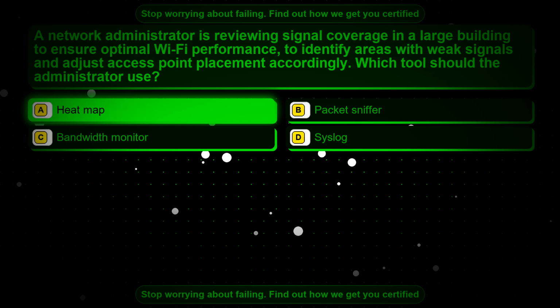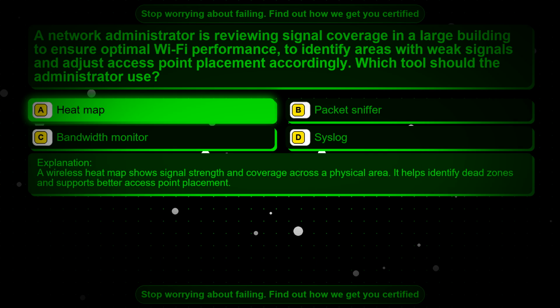The correct answer is option A, heat map. A wireless heat map shows signal strength and coverage across a physical area. It helps identify dead zones and supports better access point placement.